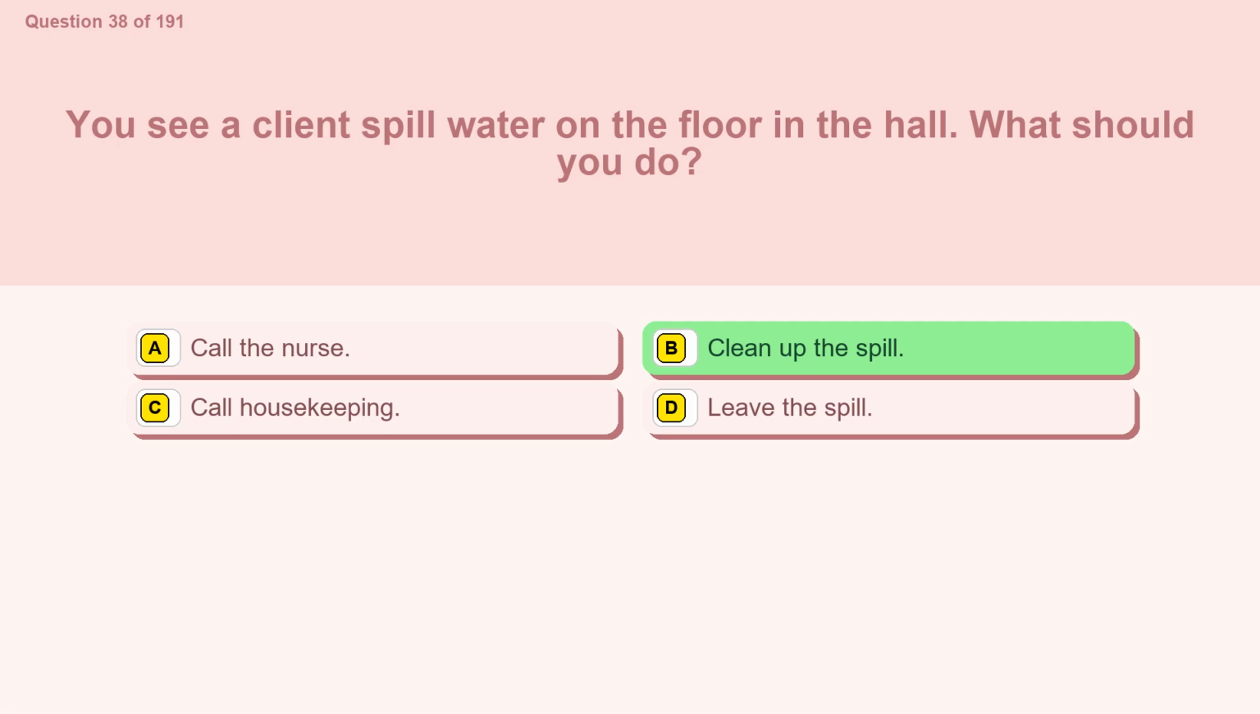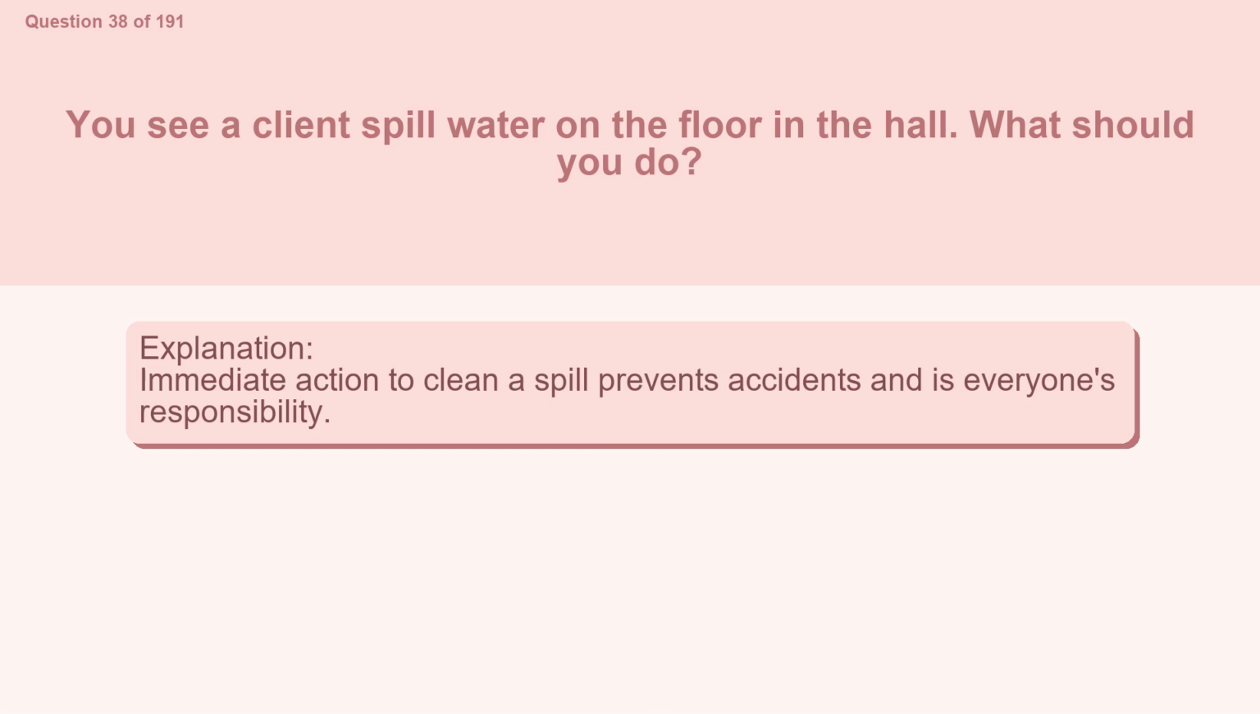The correct answer is option B. Clean up the spill. Immediate action to clean a spill prevents accidents and is everyone's responsibility.